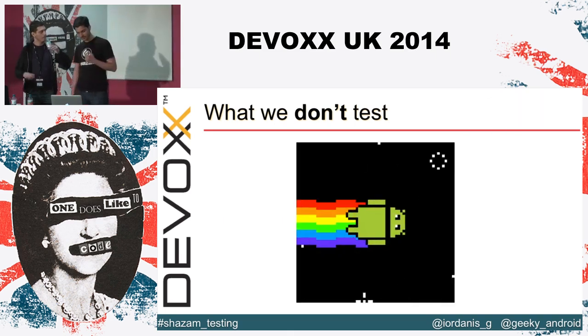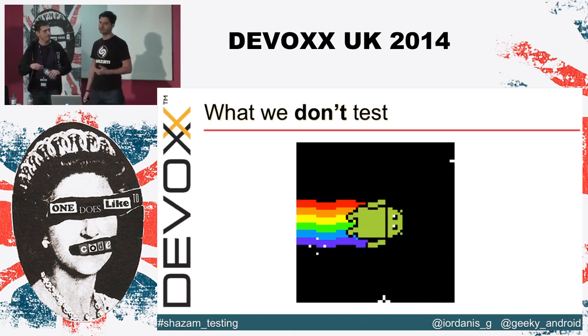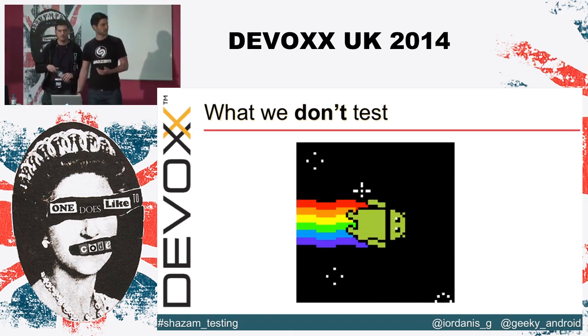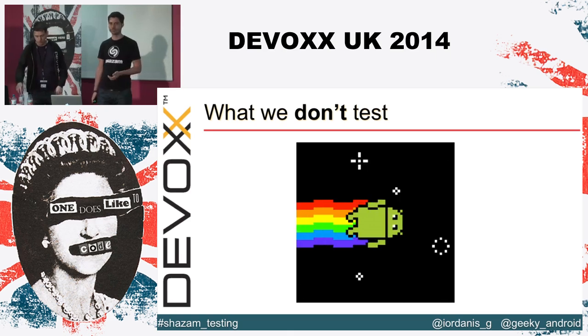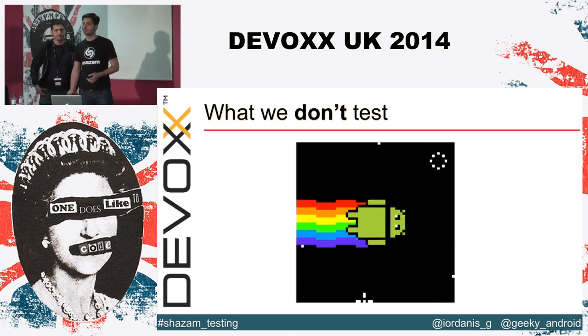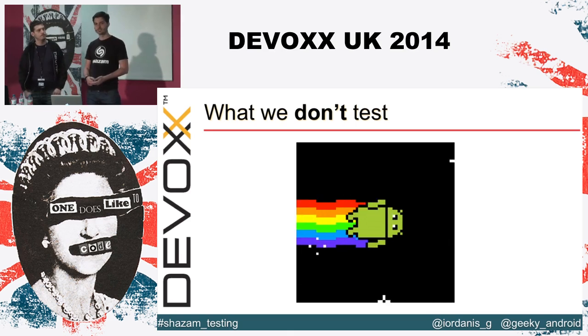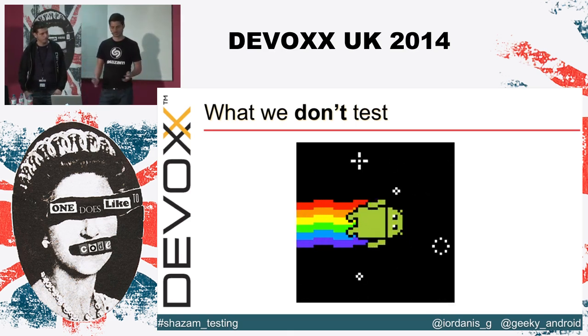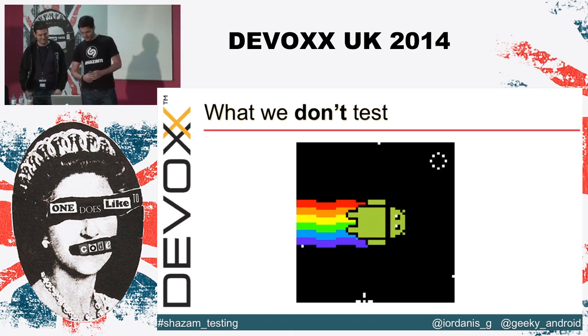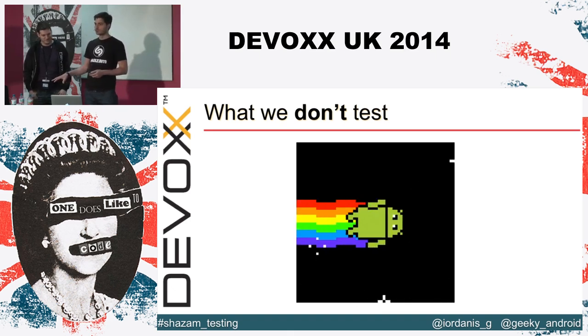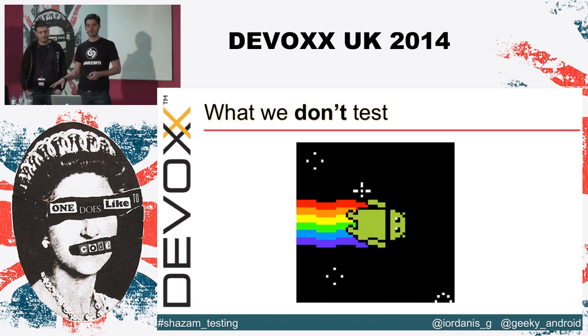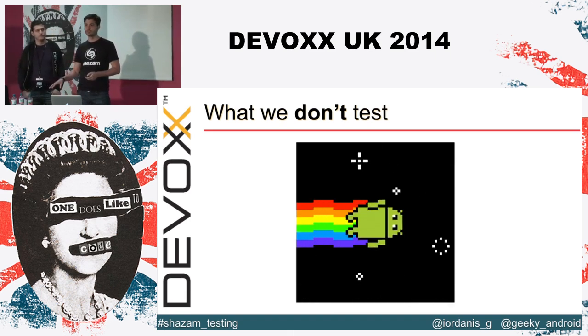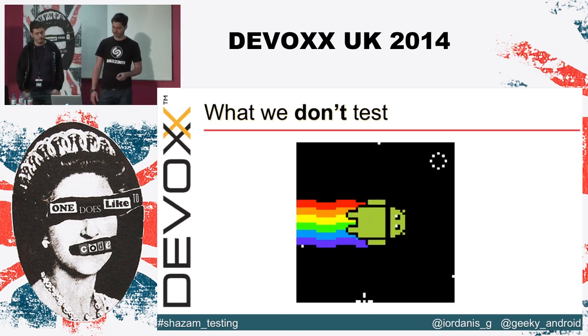Another thing we don't test is custom views and animations. The biggest reason why we don't is that it's just not easy. You can't really write a test that tests that an animation is smooth. There's no way to do that, at least I don't know anyone who can. Of course, these parts will require some manual testing. You will need some human eyeballs on these features, and there's no way around that.